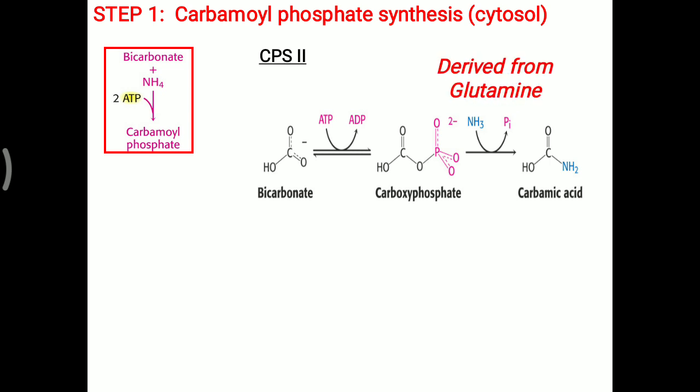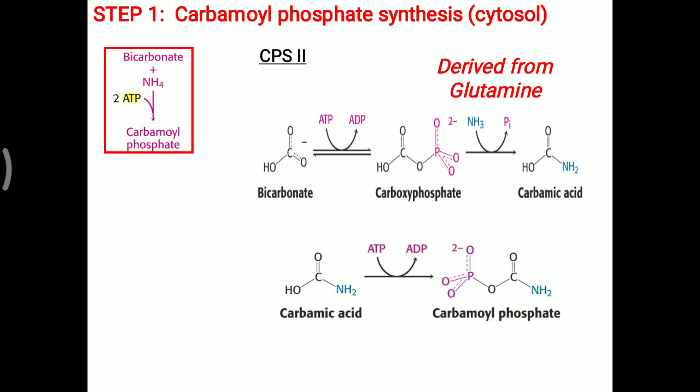This CPS2 activity also has various steps. First, bicarbonate is attached with the ATP, making a carboxyphosphate molecule. Now this carboxyphosphate will attach with the ammonia molecule. This ammonia is coming from the glutamine molecule. So this carboxyphosphate is now converted into carbamic acid. Next, this carbamic acid again attaches with the ATP molecule and finally makes a carbamyl phosphate molecule. So that is how the carbamyl phosphate molecule is synthesized.